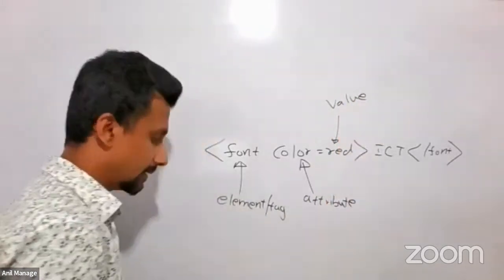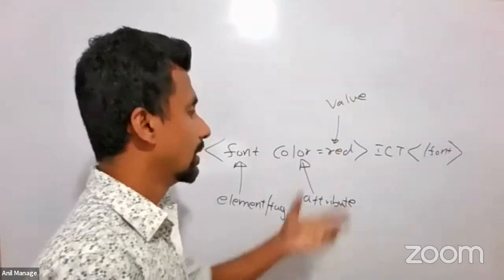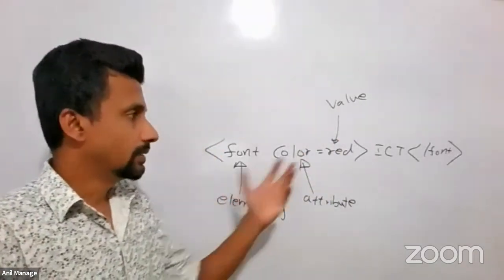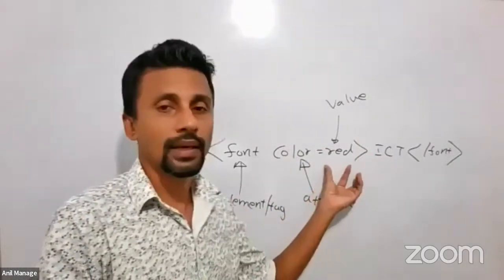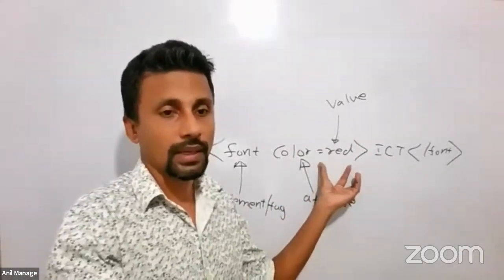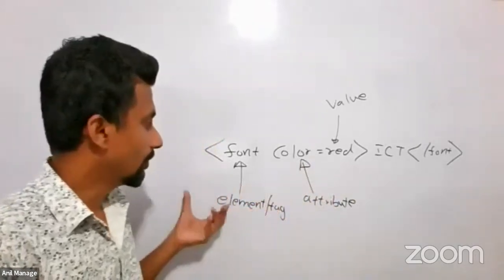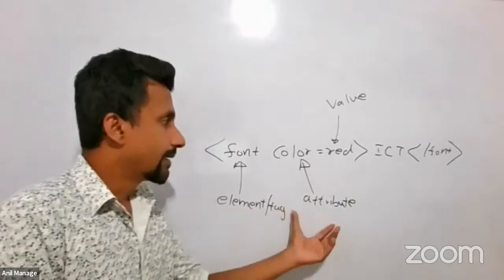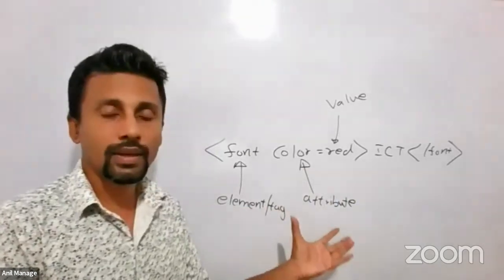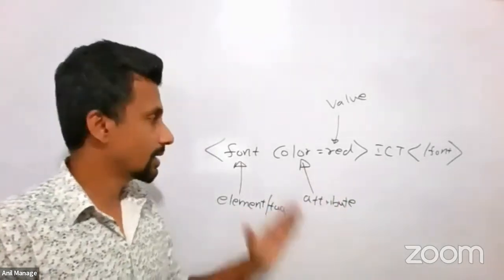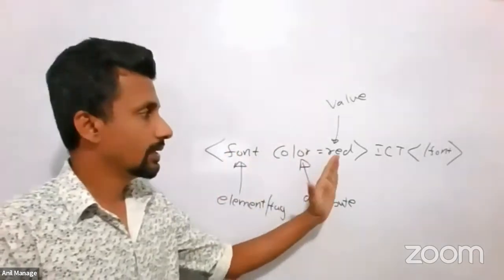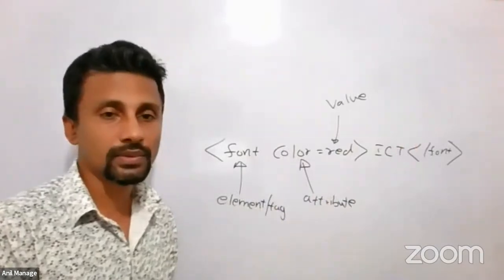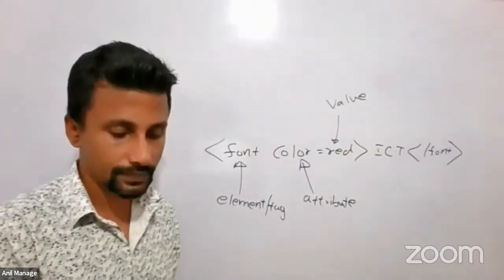You can give any value here. Other than that, you can give a color code, right? So if you use this tag, the word ICT will become red color. So most of the tags have attributes. Maybe you can have several attributes together. As an example, if you put font, color red, then put a space, then size 5, then 2 attributes together. That is also possible.